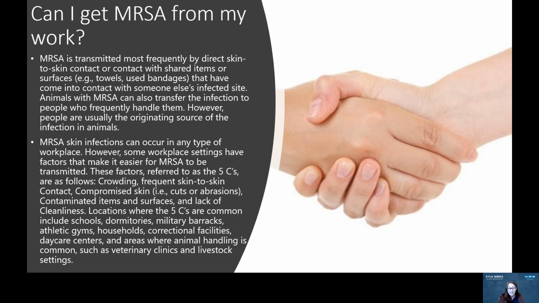MRSA skin infection can occur in any type of workplace. However, some workplace settings have factors that make it easier for MRSA to be transmitted. These factors, referred to as the 5 C's, are as follows: crowding, frequent skin-to-skin contact, compromised skin (cuts or abrasions), contaminated items and surfaces, and lack of cleanliness. Locations where the 5 C's are common include schools, dormitories, military barracks, athletic gyms, households, correctional facilities, daycare centers, and areas where animal handling is common, such as veterinarian clinics and livestock settings.